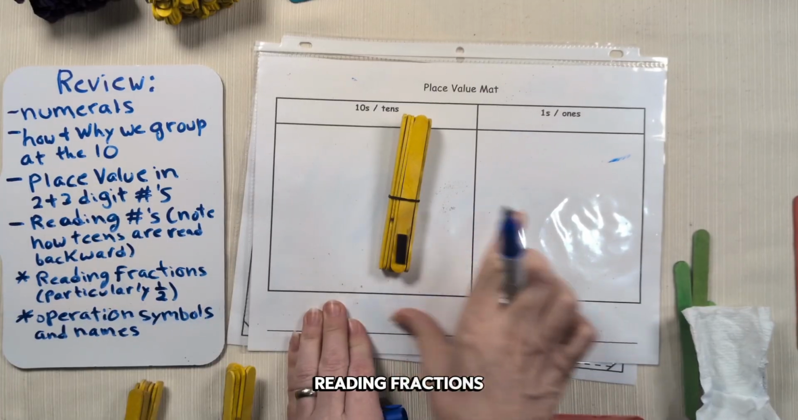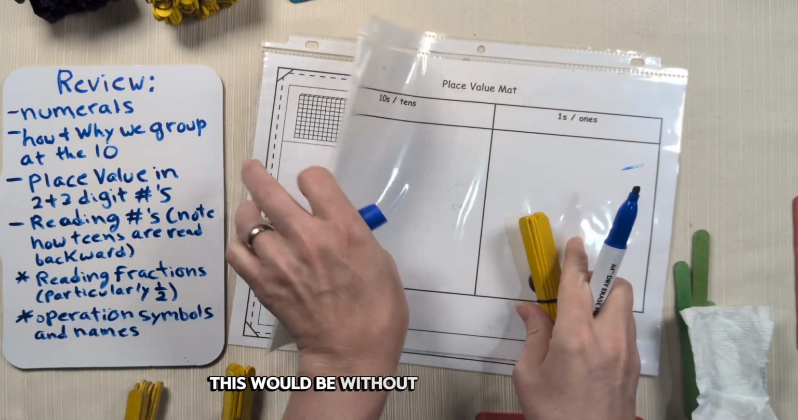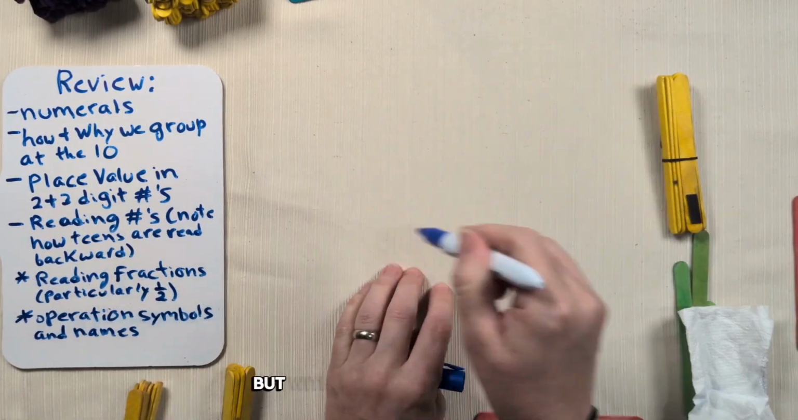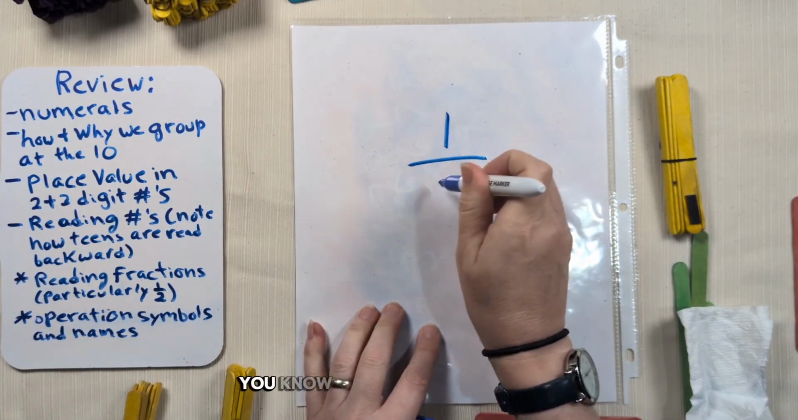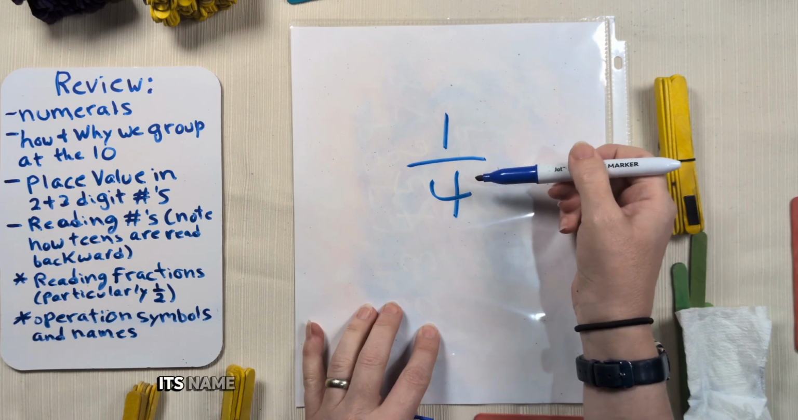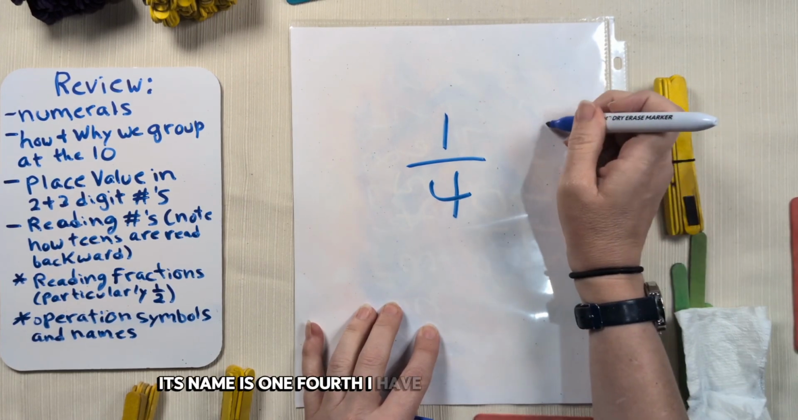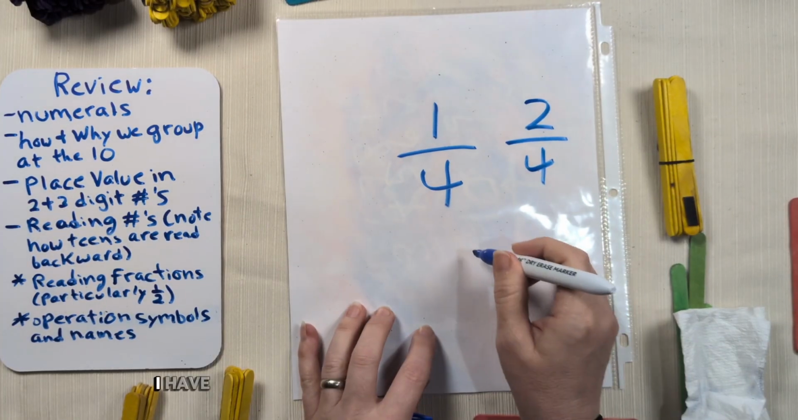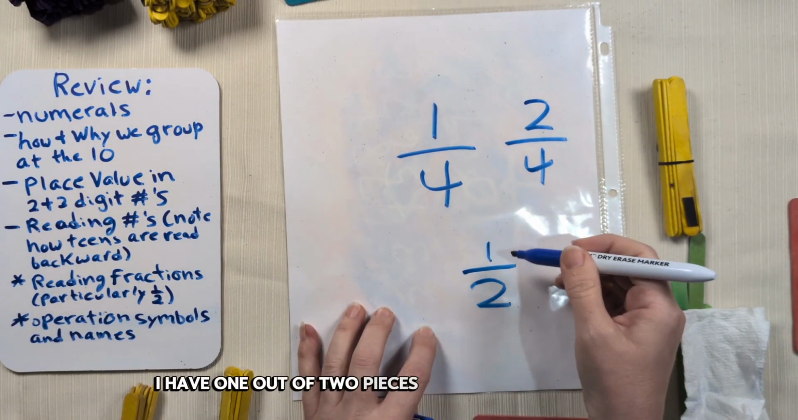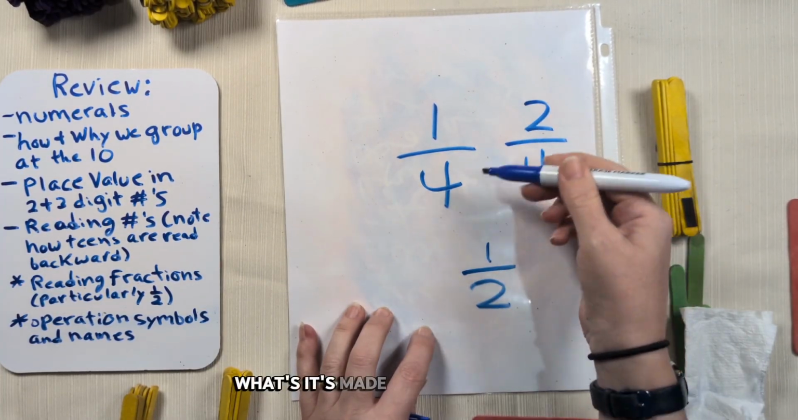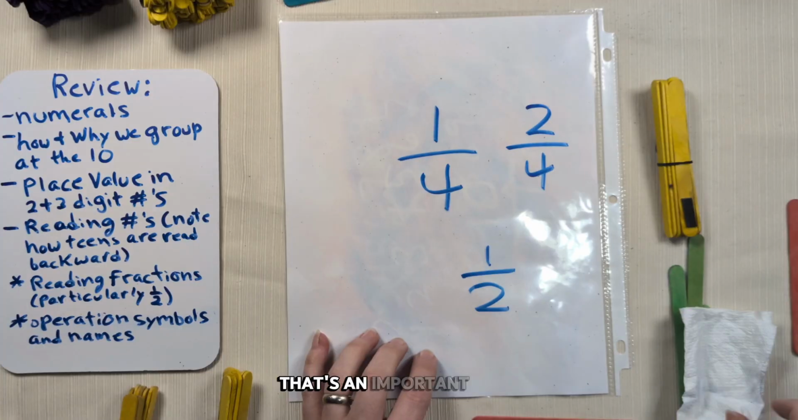Reading fractions, again, this would be without a place value mat, or you could get a fraction place value mat, but with those shapes, having them read, and we would build this, and I would say I have 1 out of 4 pieces, its name is 1/4. I have 2 out of 4 pieces, its name is 2/4. I have 1 out of 2 pieces that make up the whole, its name is 1/2. So getting them to say what it's made of and what its name is, that's an important piece.